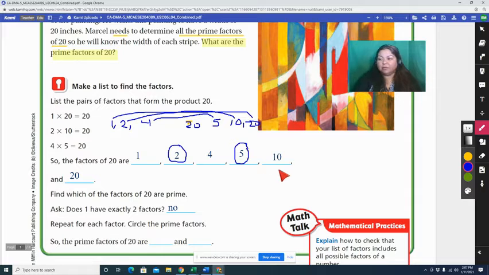And then we know that 10 has more than two factors, 1, 2, 5, 10. And 20 has more than two factors. So that means that my prime factors of 20 are 2 and 5. Those are my prime factors.